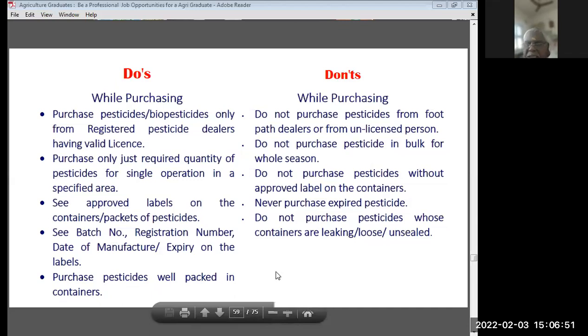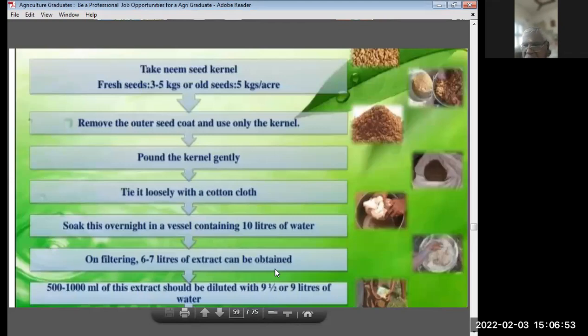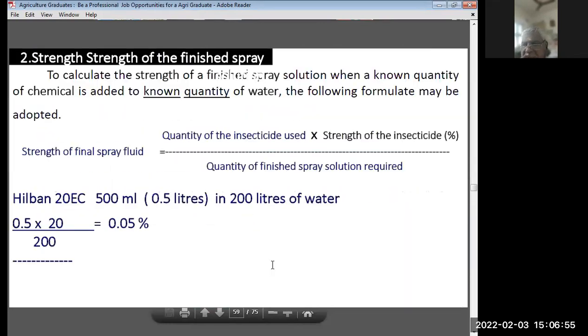Actually, farmers often have the question, why are the pests not controlled? Why did the pests not die? We sprayed the medicine, why did they not die? Such questions are in the minds of the farmers or the officials. So I will try to answer such questions.